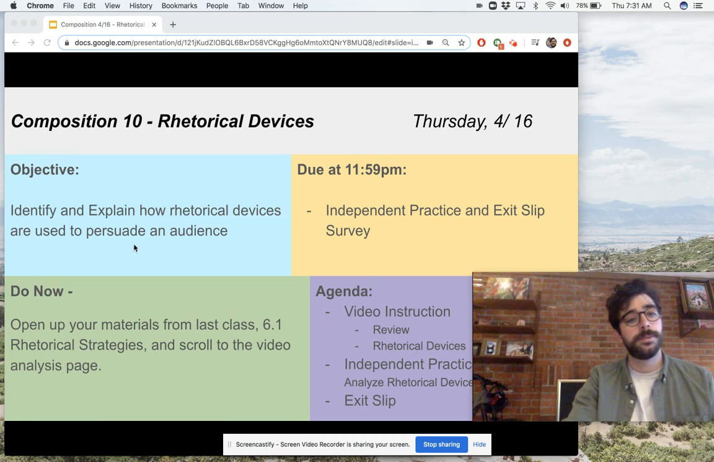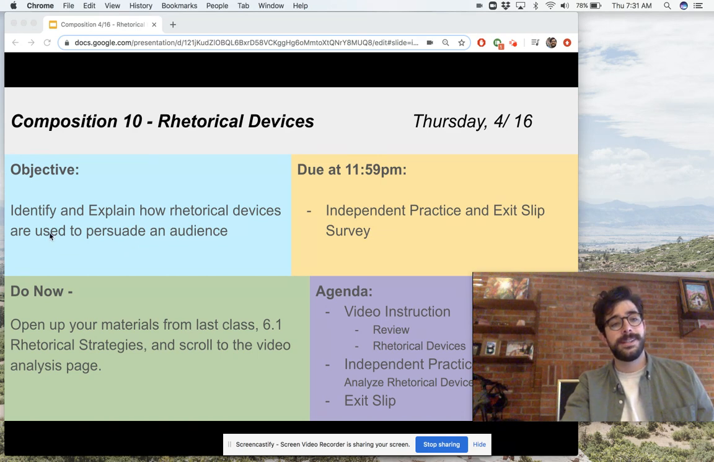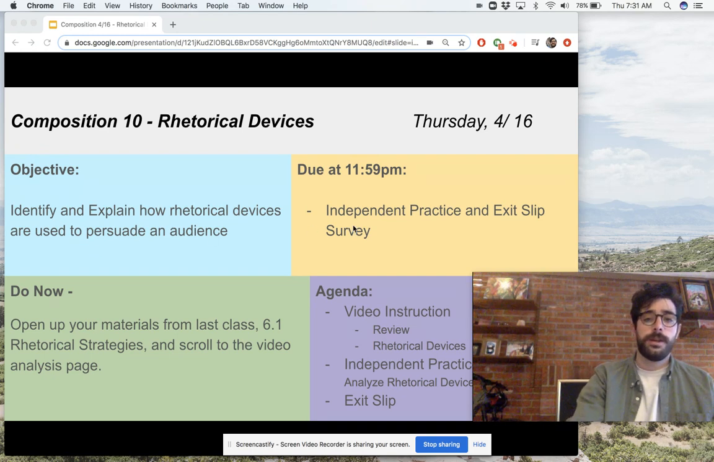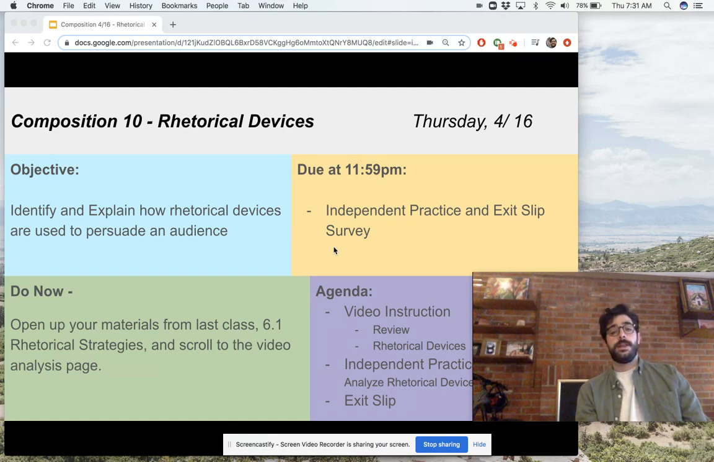All right, today's objective, we are going to identify and explain how rhetorical devices are used to persuade an audience. Your assignment today is the independent practice and exit slip survey. That is one document today that you found in your Google Classroom assignment.